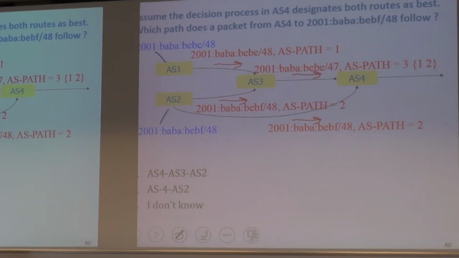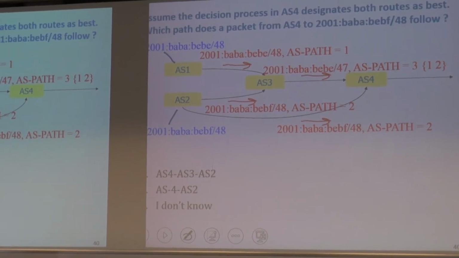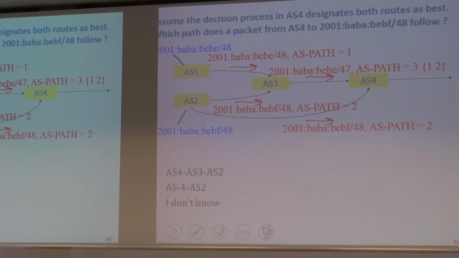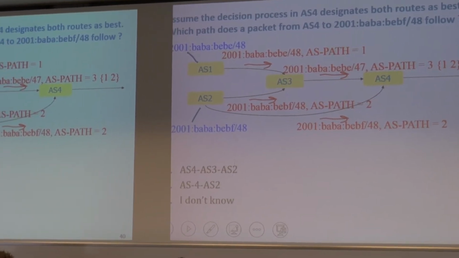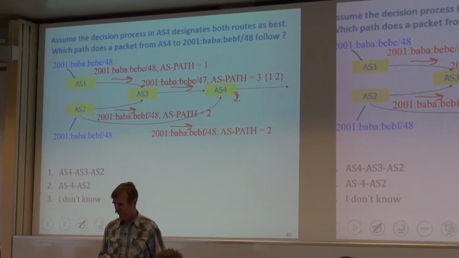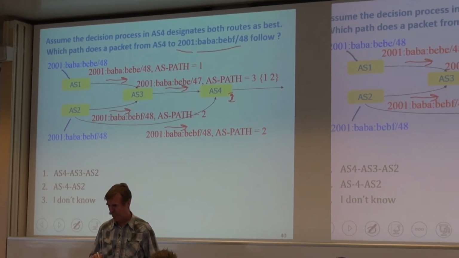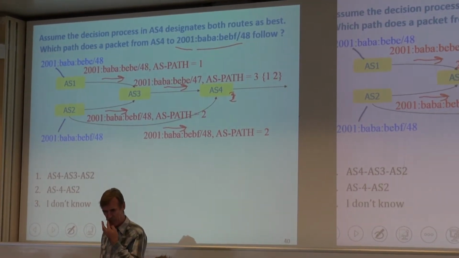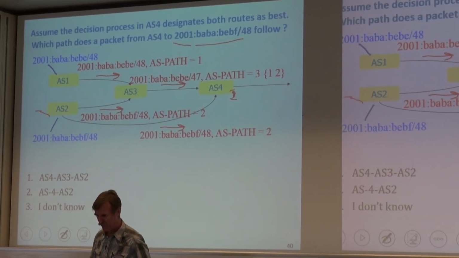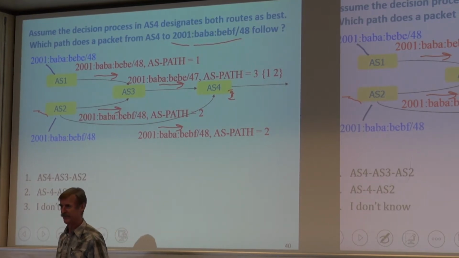Now there is a packet from AS4 here that has to go, whoops, where's my pen? We have a packet, we are here, and we have a packet to this destination, 2001 Baba Bepth, which is in AS2, right? Probably. Which path will this packet take?